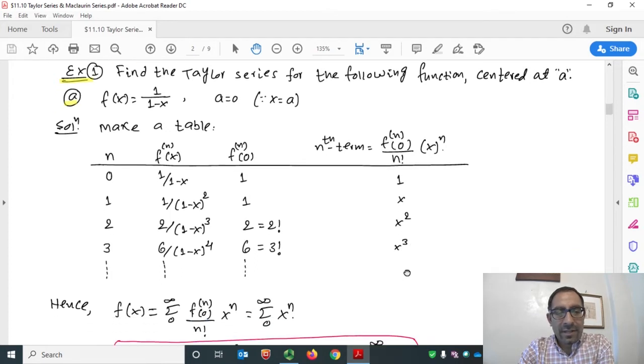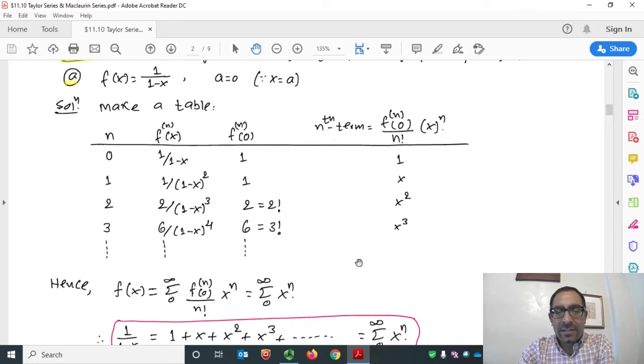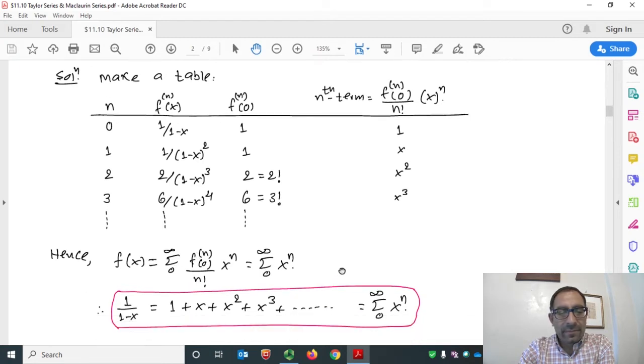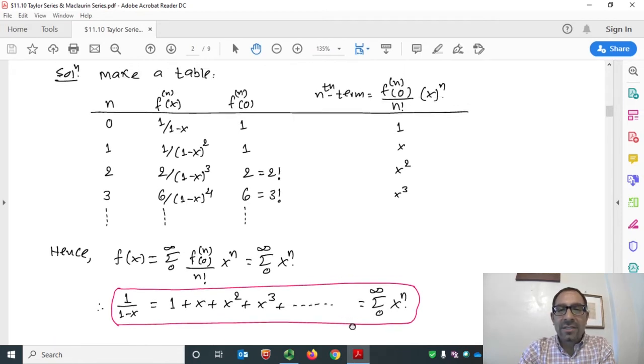Great. Hence, our Taylor series expansion of the given function is f(x) equals the summation of the nth term, x to the power n, which is 1 over 1 minus x. The expanded form is 1 plus x plus x squared plus x cubed plus dot dot dot, and in its compact form, this turns out to be the summation of x to the n, running from 0 to infinity. I hope this computation makes sense to you all.